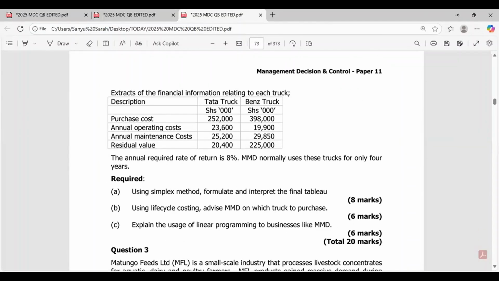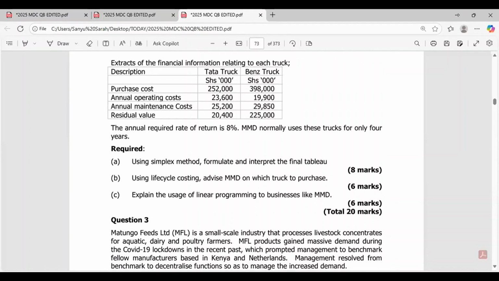Extracts of the financial information relating to each truck. Distribution, Tata truck, Benz truck: purchase cost, annual operating cost, annual maintenance cost, residue value. The annual required rate of return is 8%. MMD normally uses these trucks for only 4 years, meaning that the useful life is 4 years.